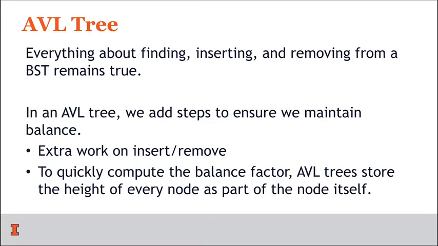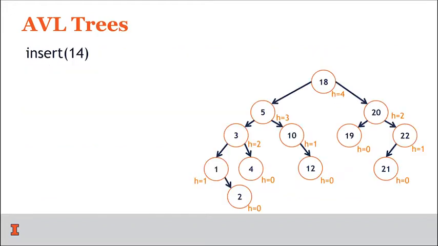We only do two things differently in an AVL tree. That is, we do some extra work on insert and remove to ensure that we keep the trees in balance. And to keep the balance factor easy to compute, we're going to store the height of every single node in the tree. We'll see how this works through examples. So let's go ahead and look at an insert.